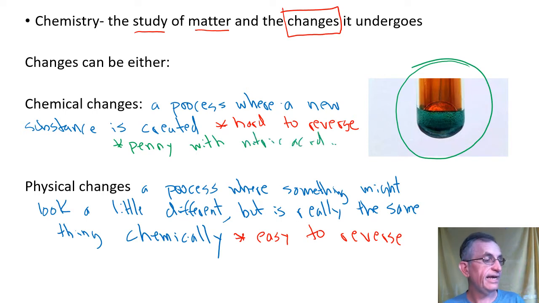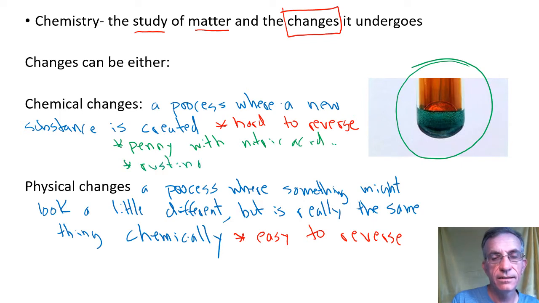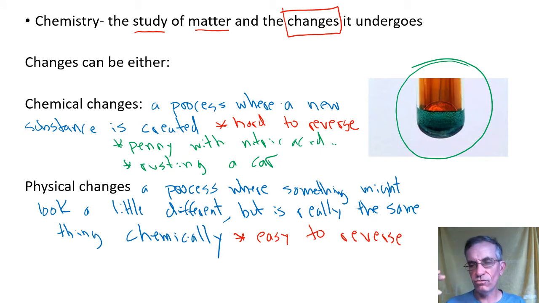And another example of a chemical change would be a car rusting. That's a chemical change. You can't really turn the rust, the grayish red stuff that forms on the car, back into a new car. So it's kind of hard to go backwards. That red crumbly stuff that forms is a new substance. It's iron oxide to be exact. Okay, so those are chemical changes.